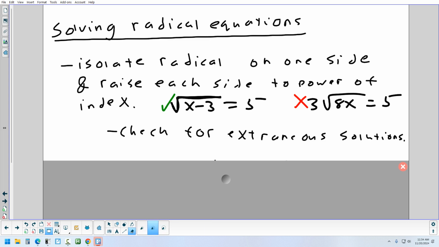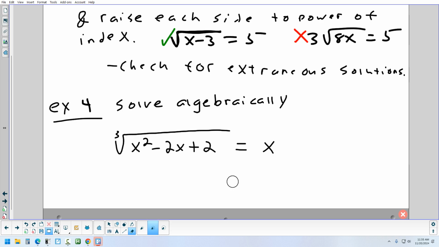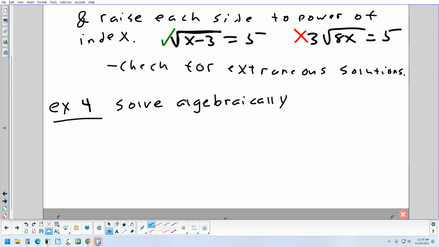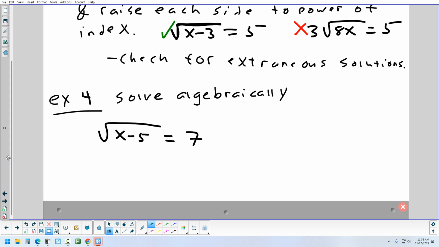We'll solve a few problems algebraically, and that will be it. Okay, so let's try. What example? I think we're up to example 4. So let's try the square root of x minus 5 equals, I don't know, 7. First thing you want to look for is the radical isolated on one side. Yes, there's nothing outside the radical on the left side. What kind of root do we have? We have a square root.